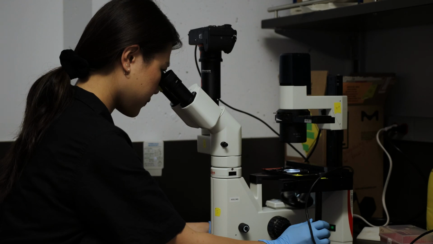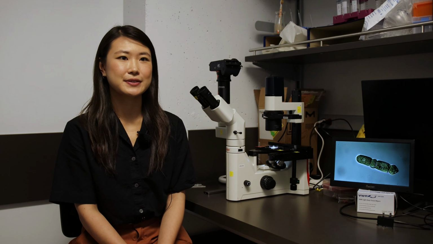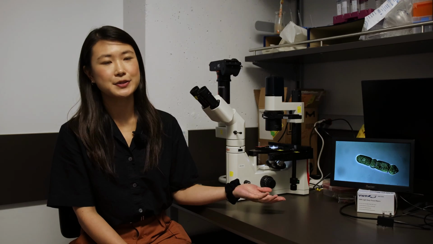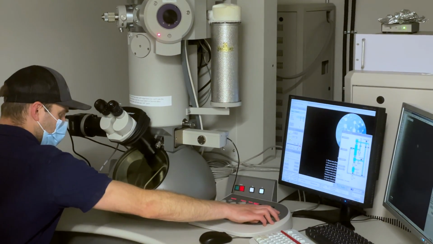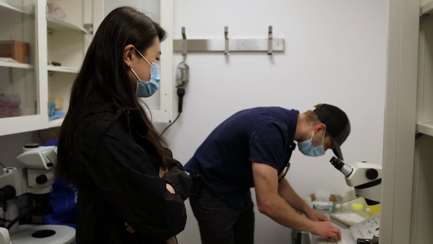We use a combination of microscopy and molecular/bioinformatics approaches to study these organisms. With the microscopy techniques, we can get a visualization of what they look like on the outside, as well as what they look like on the inside with techniques like TEM. And with the molecular and bioinformatics approach, we can get an idea of their evolutionary history.